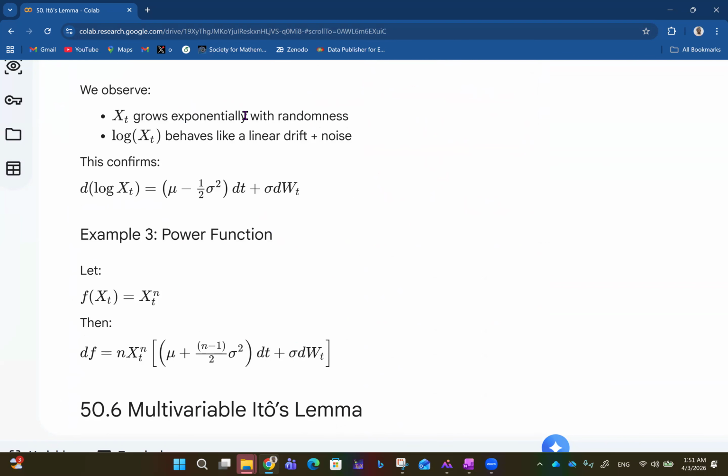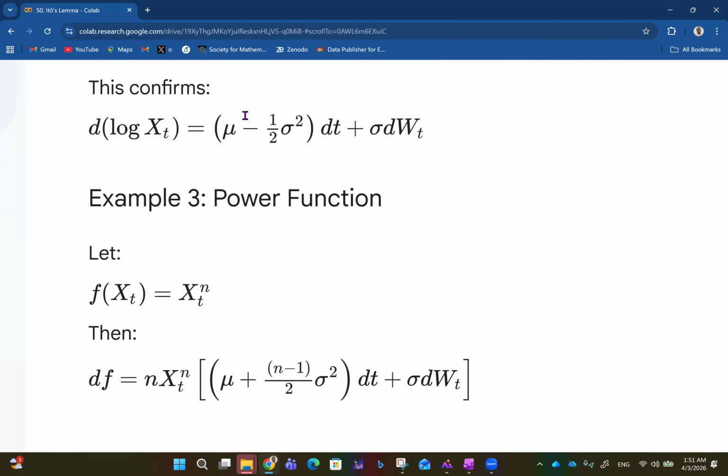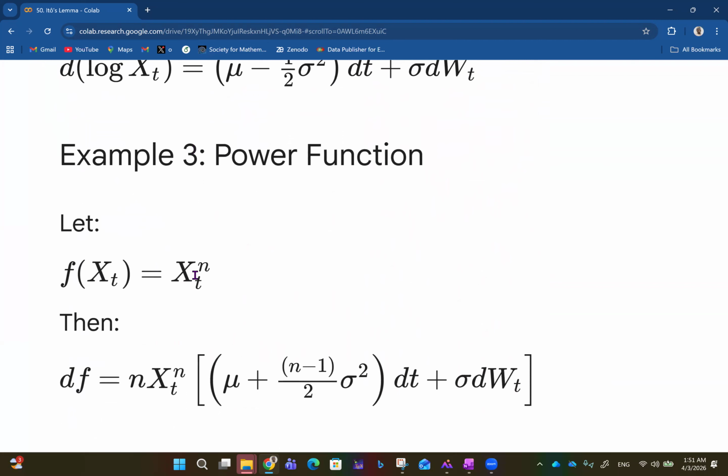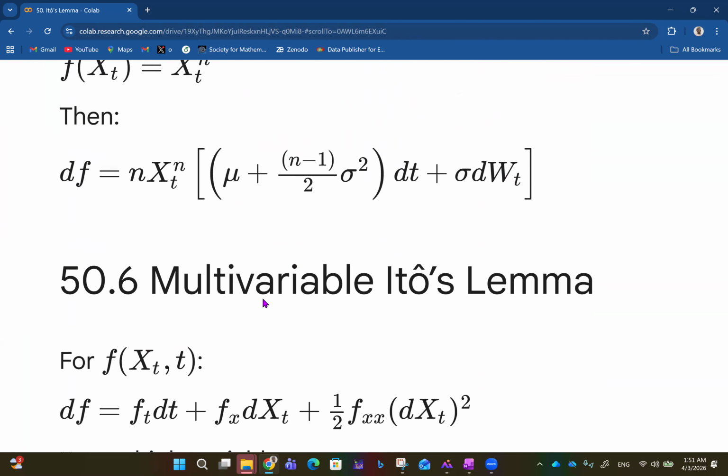So in example 3, you have the power function. For the power function, if you let f of x sub t be x sub t raised to power n, then df will be n x sub t to the n into mu plus n minus 1 over 2 sigma squared dt plus sigma dWt, like that. That's the power function. So this can be a general formula when you have any x of t raised to power, any value of n at all.